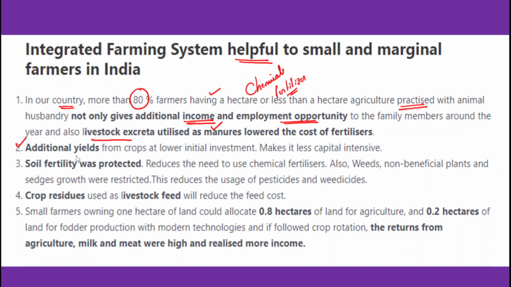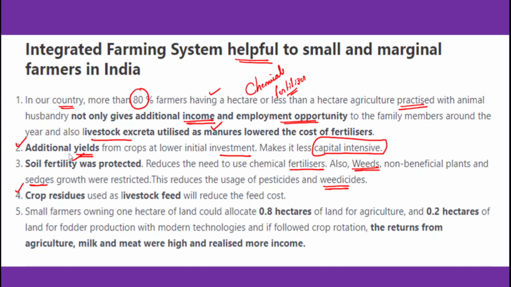After that we need to talk about the additional yields also. These additional yields from crops at a lower initial investment make it less capital intensive. So soil fertility was protected. Through the integrated farming, the soil fertility can also be protected. When we are protecting our soil fertility, it reduces the need for chemical fertilizers, and it also reduces the growth of weeds. So non-beneficial plants and other sedges growth were restricted. So this reduces the use of pesticides and weedicides as well.